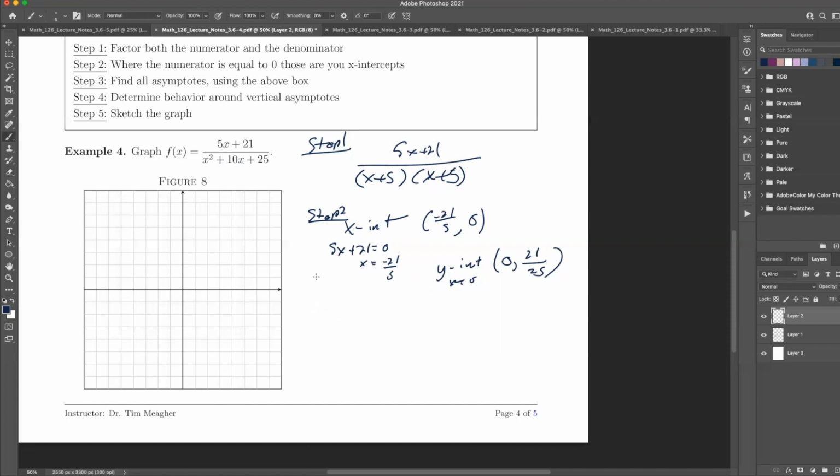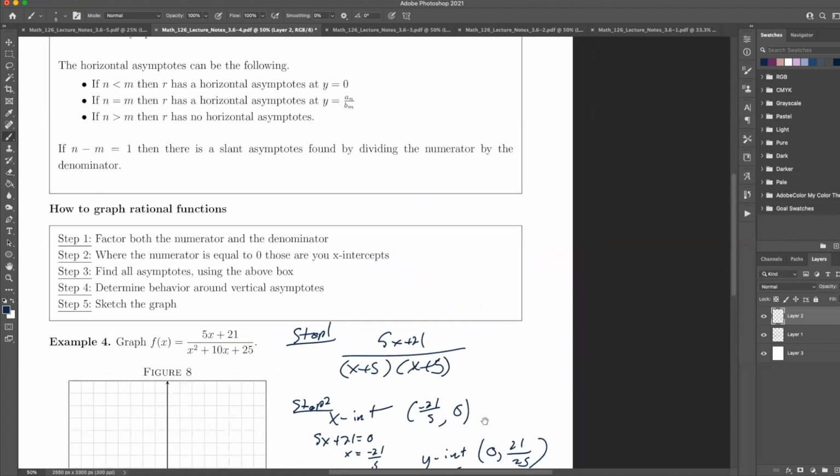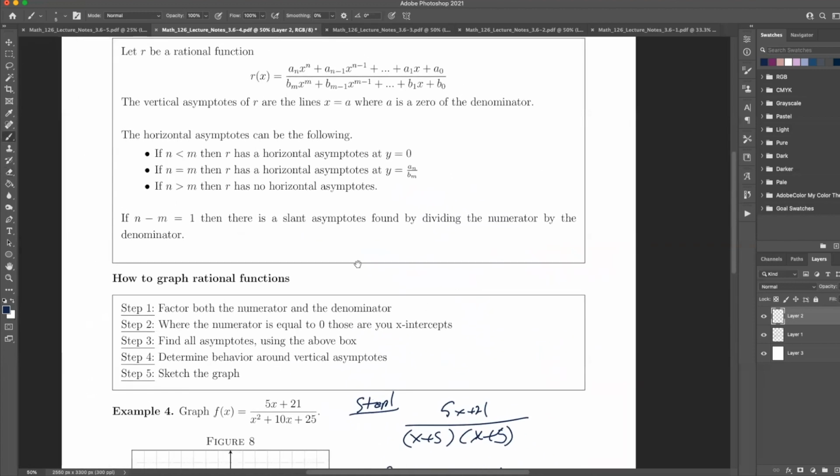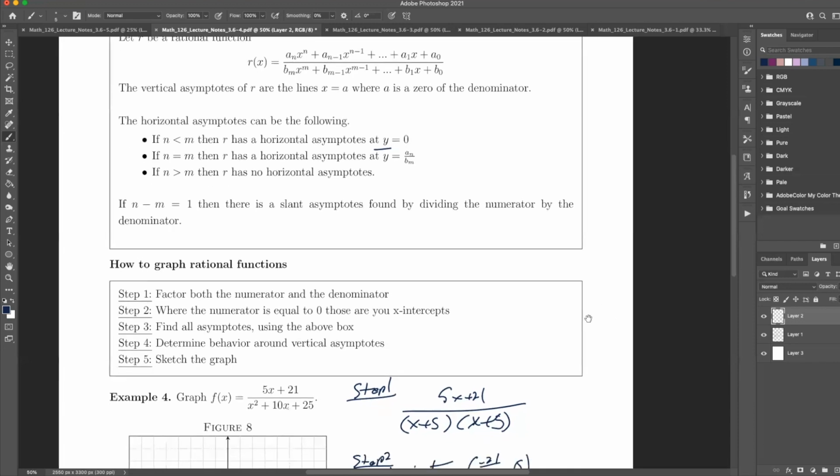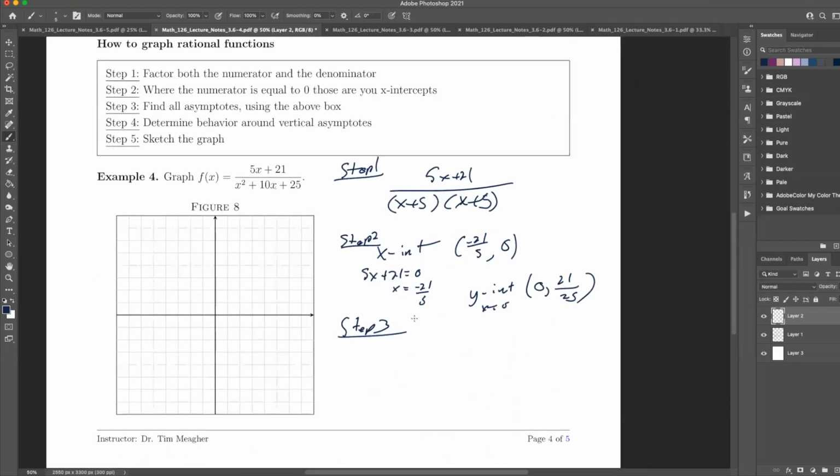All right, so step 3. We're going to use the above box to define our asymptotes. Let's look at what we have here. In this case, n, which is my upper polynomial, is less than m, which is my lower polynomial. So here, 5x is less than x squared. That means the horizontal asymptote is y equals 0. So let's write that down: our horizontal asymptote is y equal to 0.